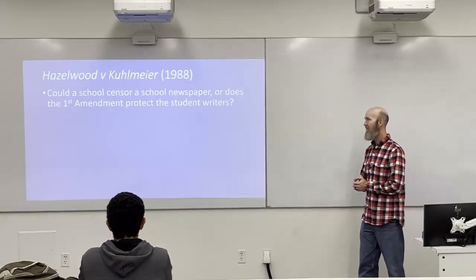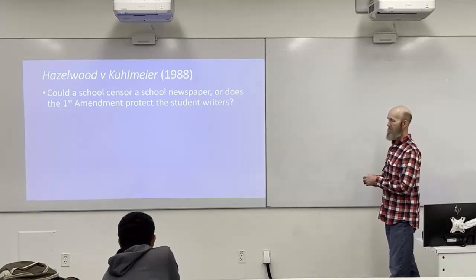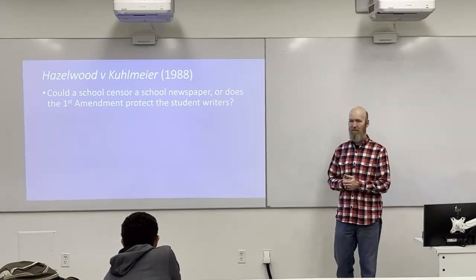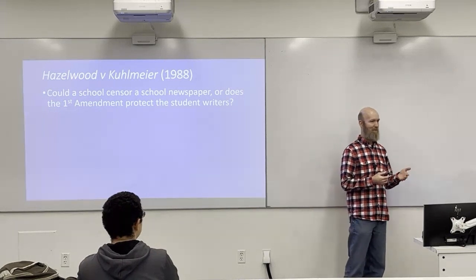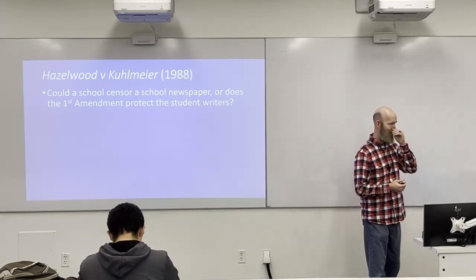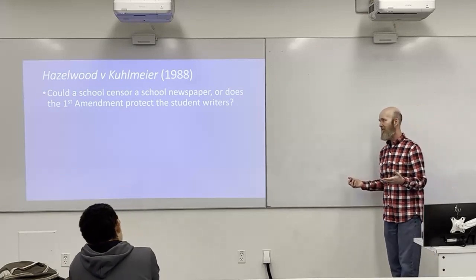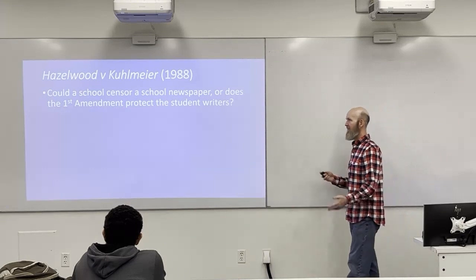1988, Hazelwood v. Kuhlmeier. In this case, some students were publishing articles for a school newspaper. They wanted to publish an article about a girl who had gotten pregnant while she was in high school. The school principal nixed it, deleted that article from the paper. The students sued and claimed that their First Amendment rights were being violated. So can a school censor a school newspaper is the question.